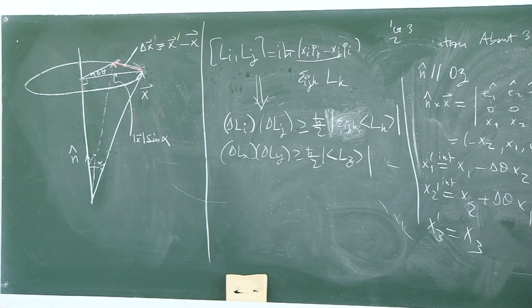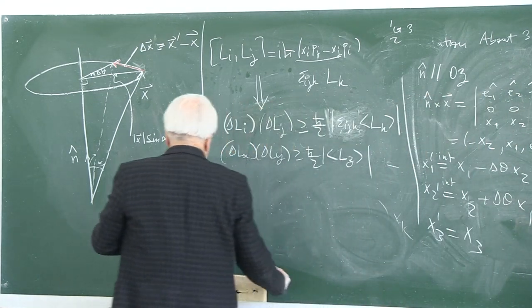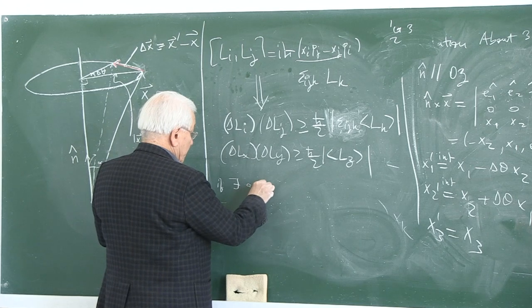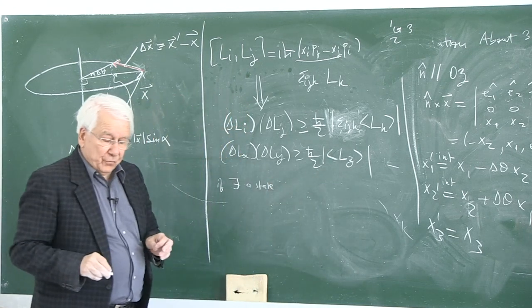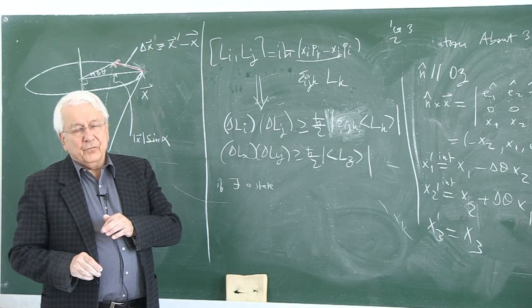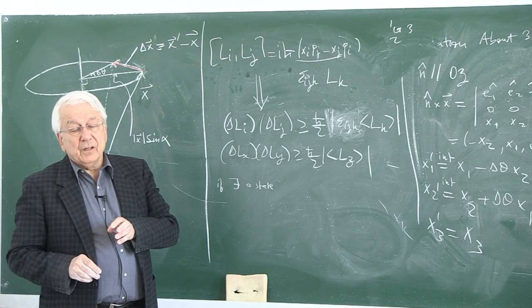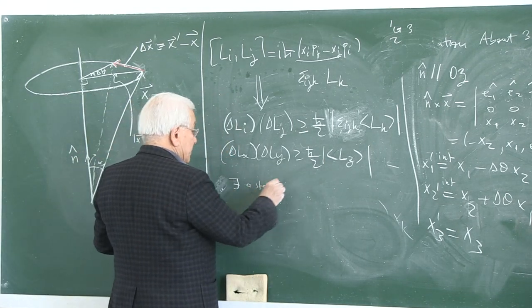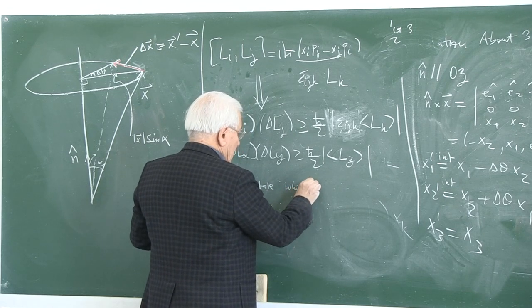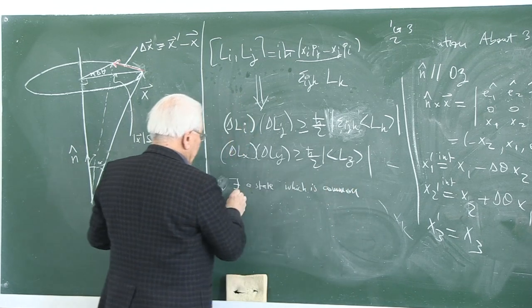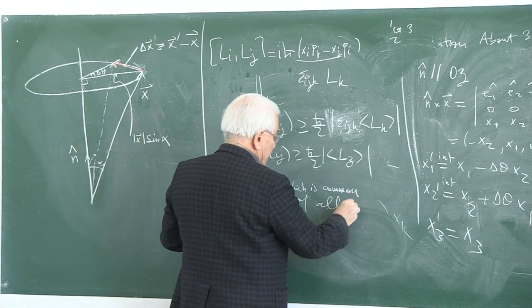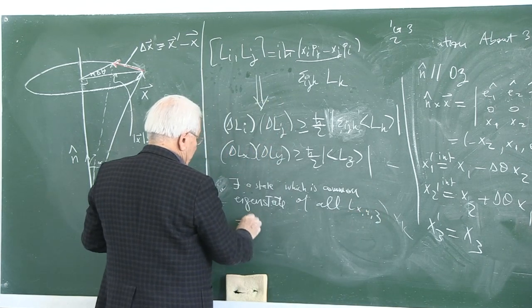But there is a very specific case. If there exists a state which is a common eigenfunction of Lx and Ly, it must also be an eigenfunction of Lz. If there exists a common eigenstate of all three, then the eigenvalues are zero. So eigenvalue zero is a very specific case.